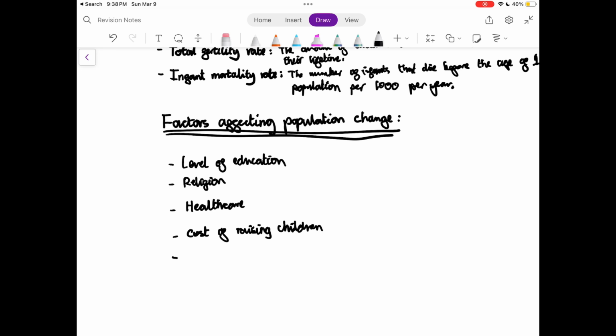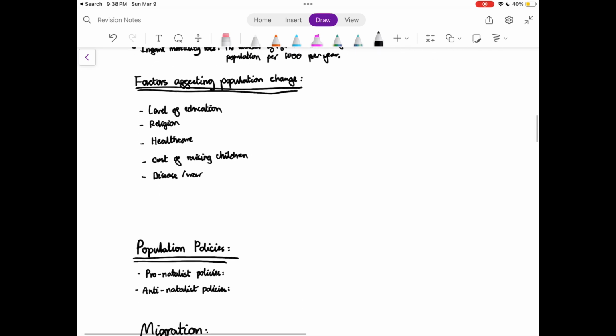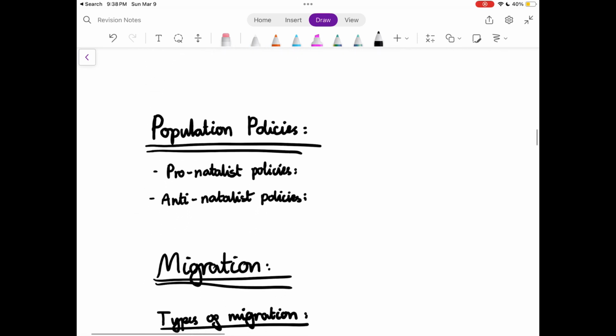And the last thing is disease/war. So this could impact how many children a woman might have, depending on the local political and health issues. All right. So the next things you need to know are population policies. You don't need to know anything in depth about these. You just need to know what they are.